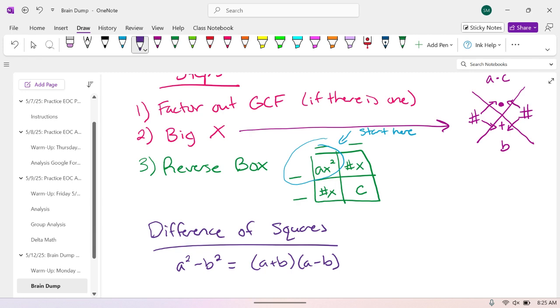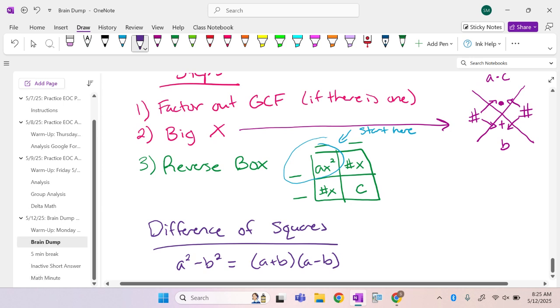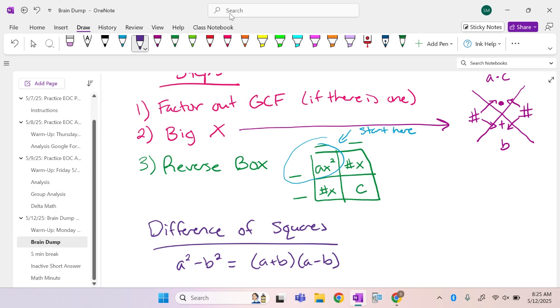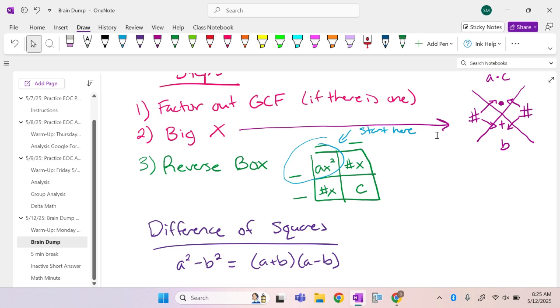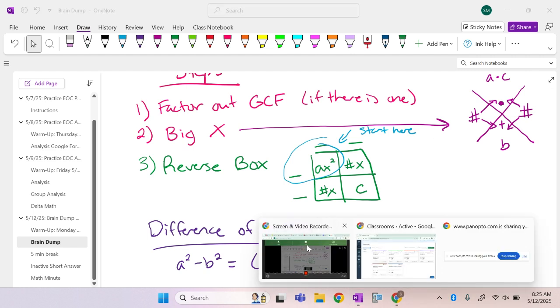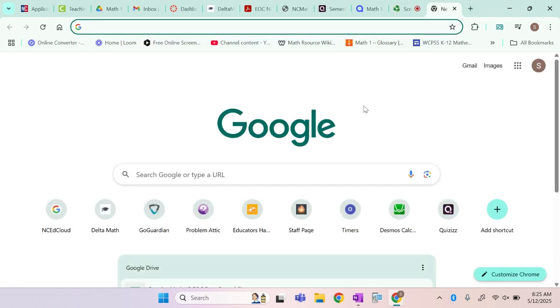So hold on to that brain dump because, again, it's a really good reference for everything that we're going to be doing throughout the next couple weeks. It's at least a very good, not so much a one pager, but just something that's short and sweet so you don't have to keep flipping through your notes. So go ahead and take your 5-minute break. You guys should be back in here by 8:30 or before the timer goes off.